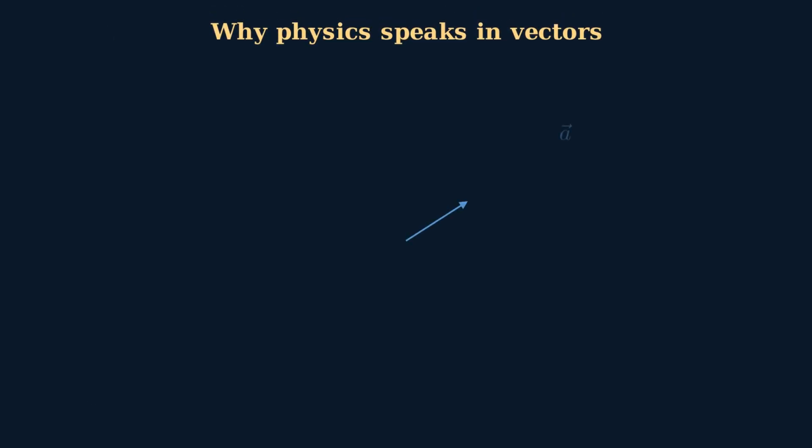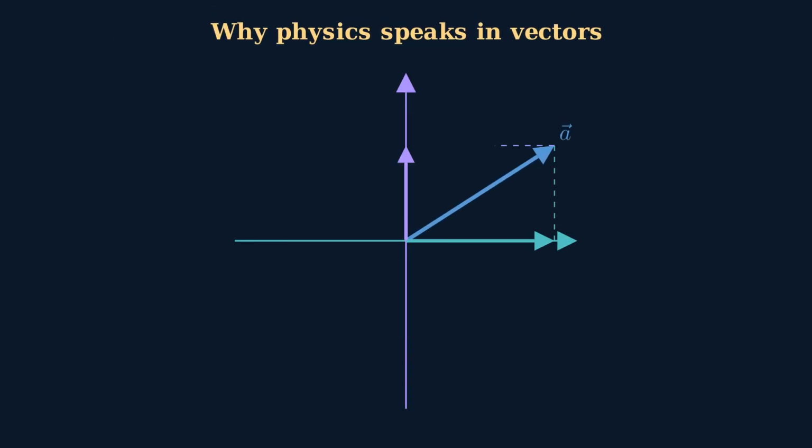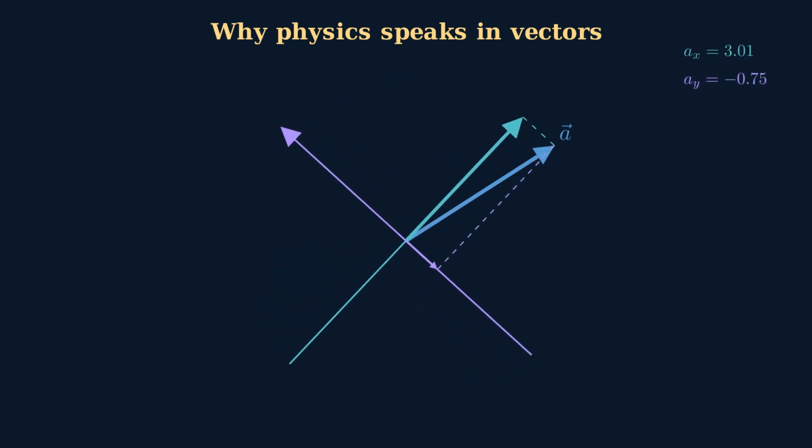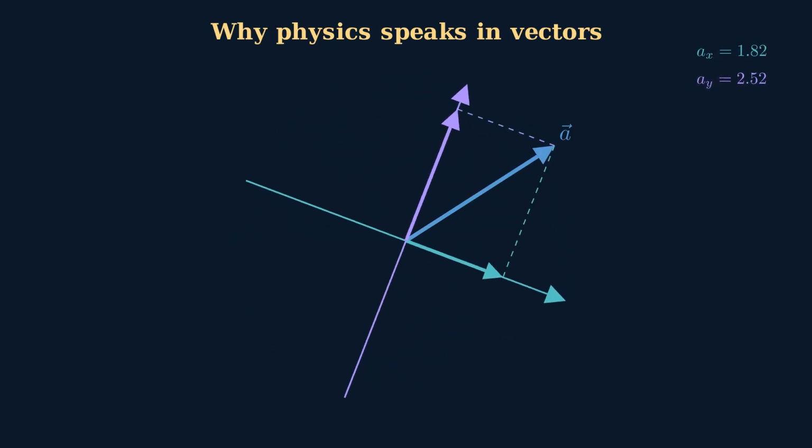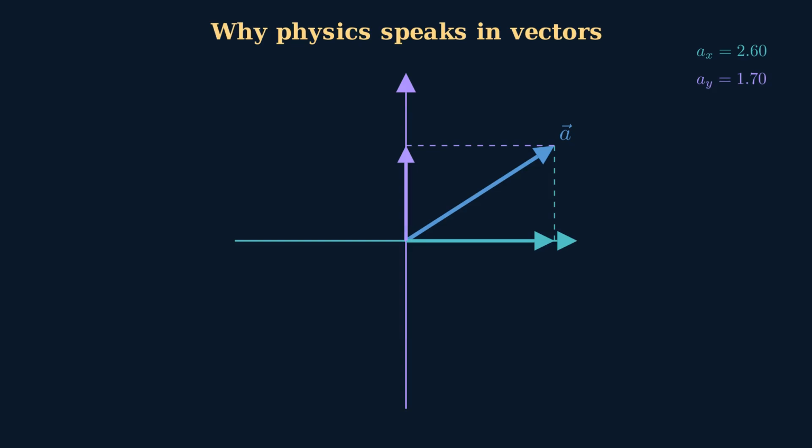Here is the deep reason physics is written in vectors at all. I'm going to keep this blue arrow absolutely fixed, it never moves. What I'll change is the coordinate system underneath it. Now watch the components as I rotate the axis. The numbers are dancing, the x component and the y component change at every angle. And yet the arrow itself, same length, same direction, completely untouched.